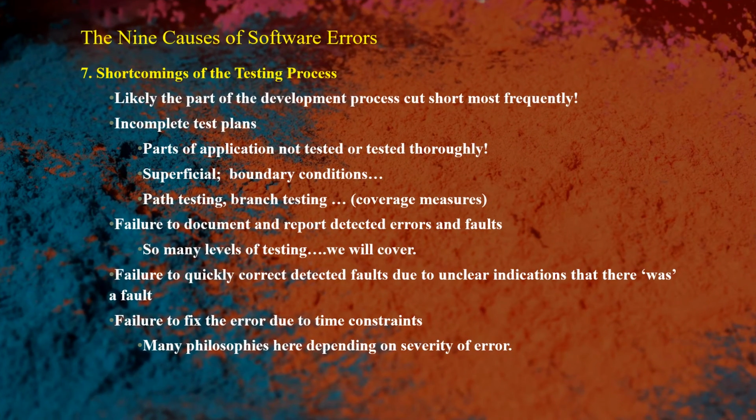Number 7. Shortcomings of the testing process. Likely the part of the development process cut short most frequently. Incomplete test plans. Part of the application not tested, or not tested thoroughly. Superficial boundary conditions, path testing, branch testing, or coverage measures. Failure to document and report detected errors and faults.